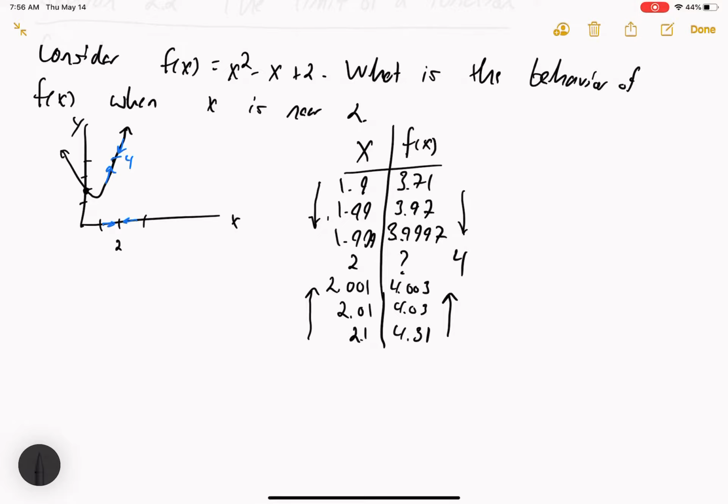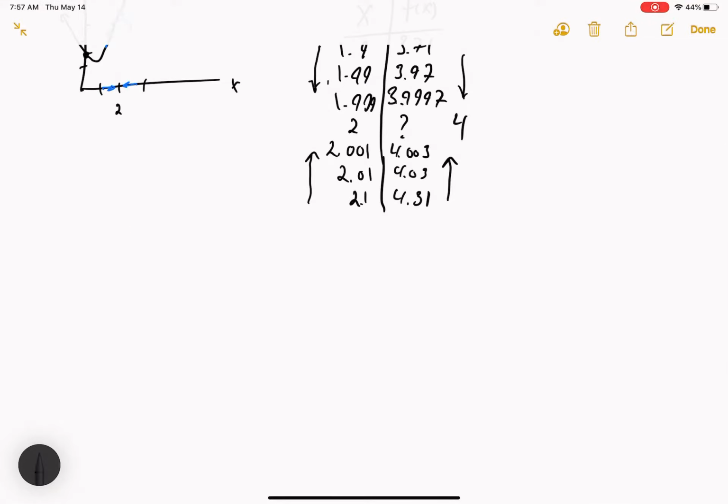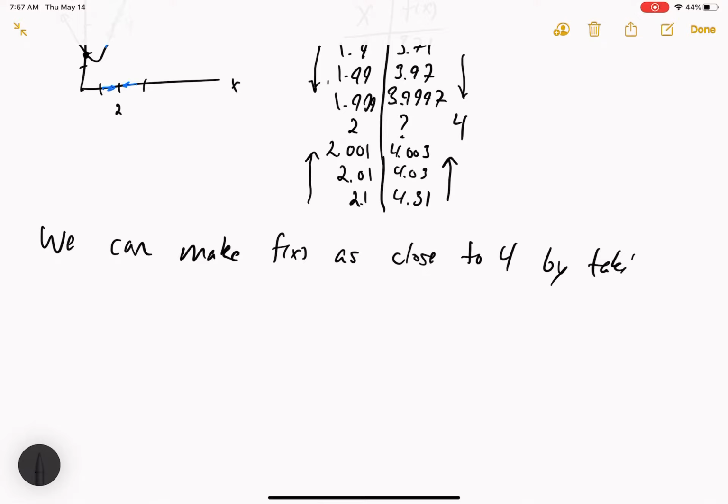We're curious to see what happens to functions whenever we approach certain values. Does the function go to infinity? Does it have multiple limits? What's really going on is that we can make f of x as close to 4 as we like by taking x sufficiently close to 2.